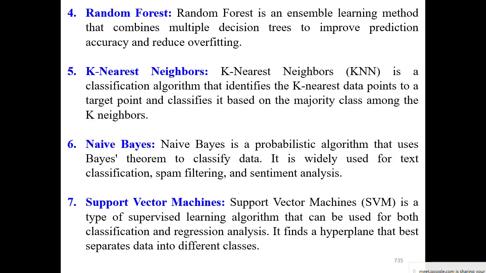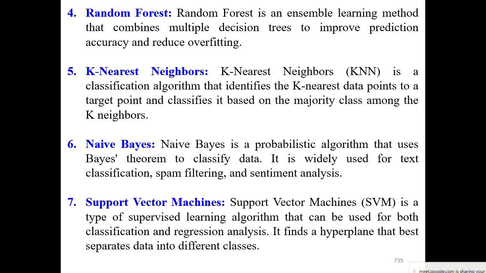Random forest is an ensemble algorithm. It is an ensemble learning method that combines multiple decision trees to improve prediction accuracy and reduce overfitting. K nearest neighbors, KNN, is a classification algorithm that identifies the K nearest data points to a target point and classifies it based on the majority class among the K neighbors.